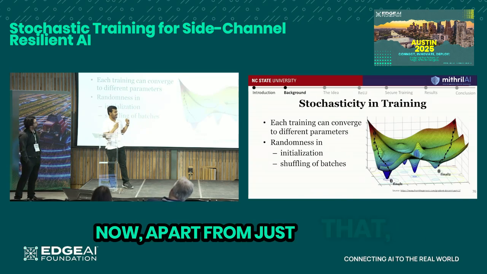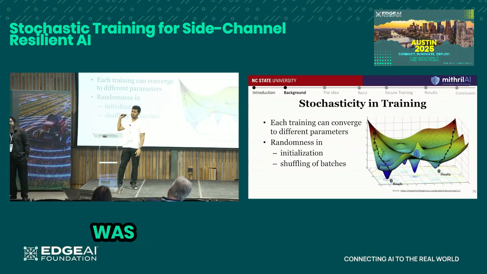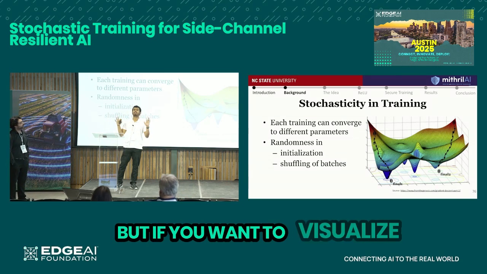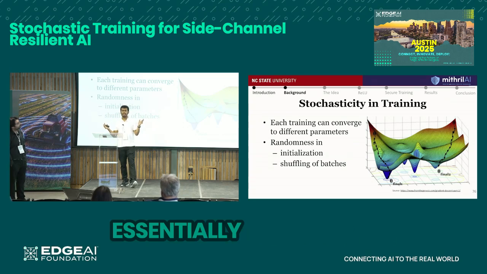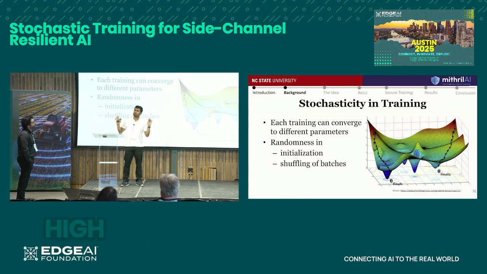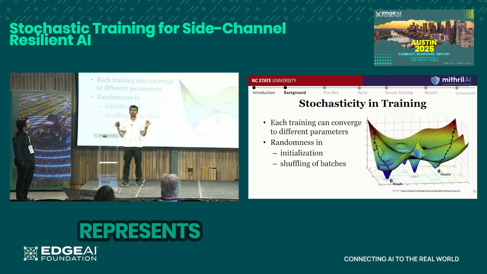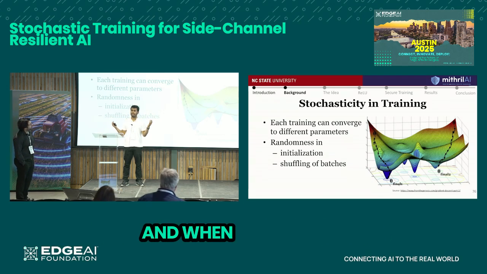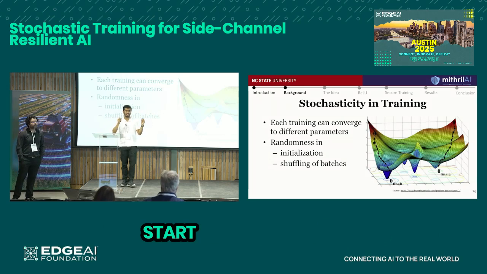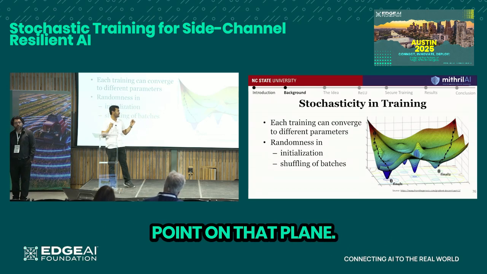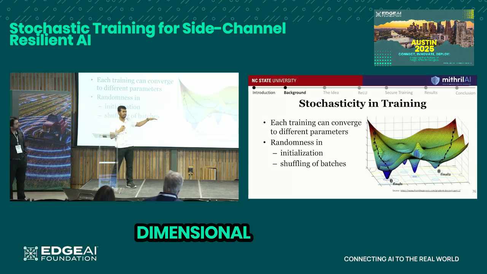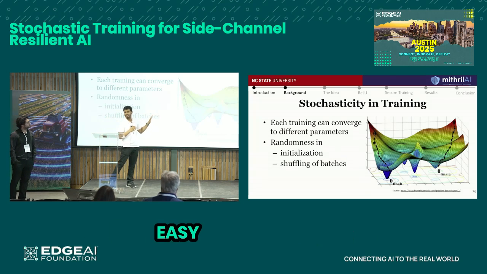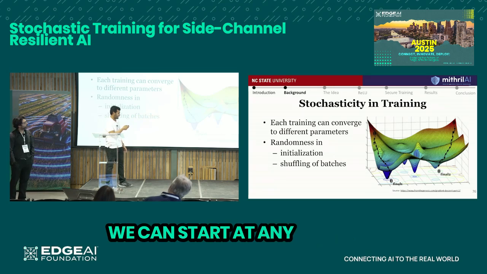Now, apart from just that, that was the code or the algorithm. But if you want to visualize the process of training, essentially it's like this high dimensional plane which represents the loss function. And when I'm training, all I'm doing is I start at a particular point on that plane, considering this three-dimensional figure for easy visualization. We can start at any of those.